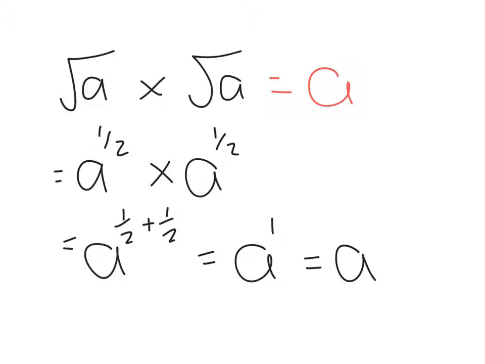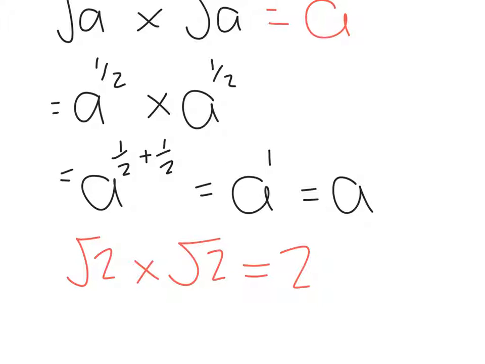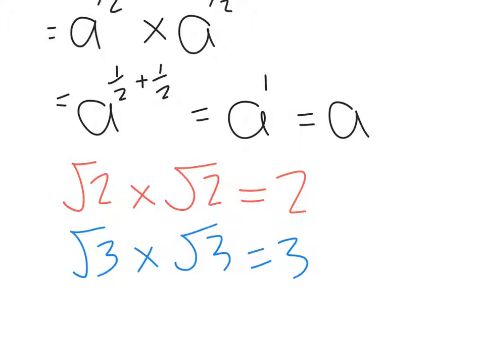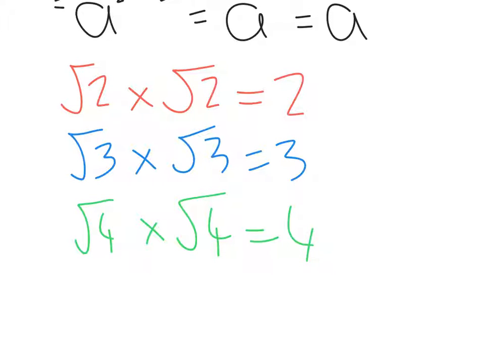So likewise, the square root of 2, multiplied by the square root of 2, would be equal to 2. And the square root of 3, multiplied by the square root of 3, would be equal to 3. And the square root of 4 multiplied by the square root of 4 would be equal to 4. And we can also see this because the square root of 4 is 2, so this becomes 2 times 2, which again is 4.